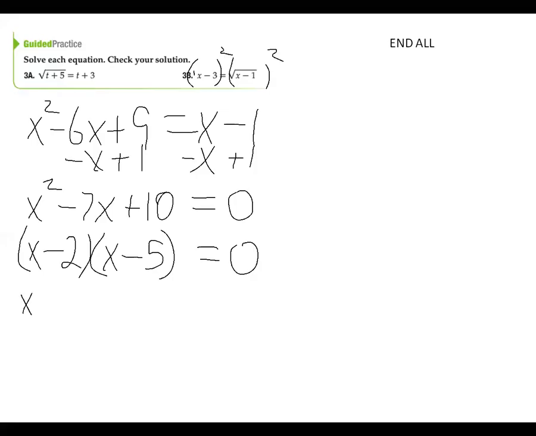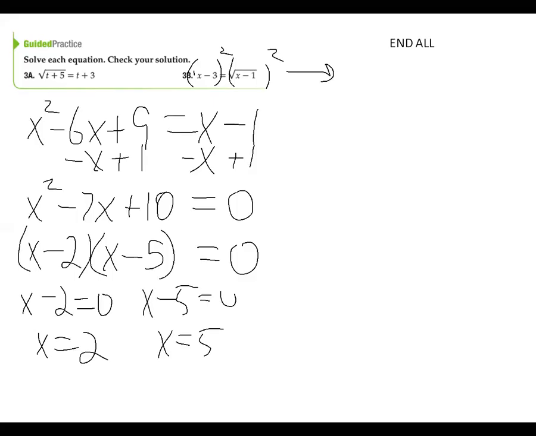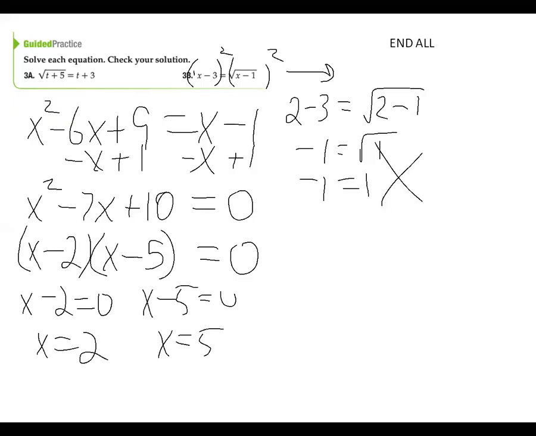Set each equal to 0, so x minus 2 equals 0, so that means x equals 2. And x minus 5 equals 0, so x equals 5. So then I substitute those in. If I plug in 2, you get 2 minus 3 equals square root of 2 minus 1. So you'd have negative 1 equals square root of 1, negative 1 equals 1. So that's not true. So 2 is the extraneous solution.